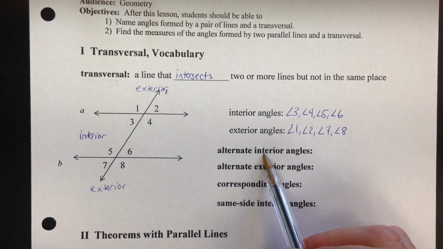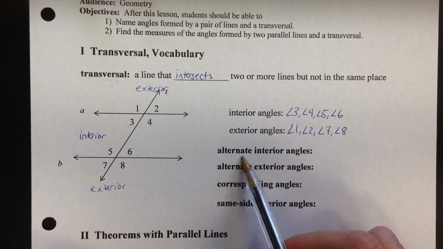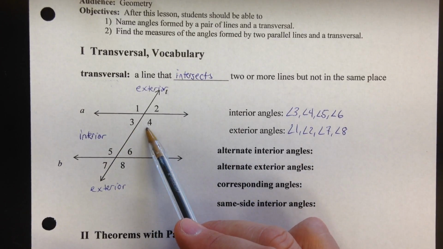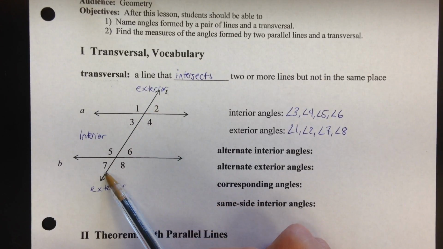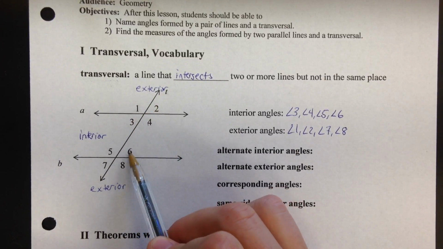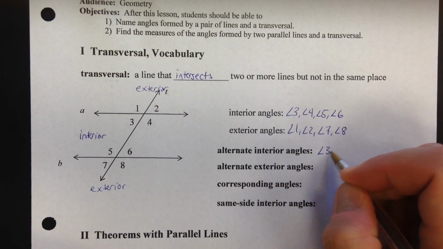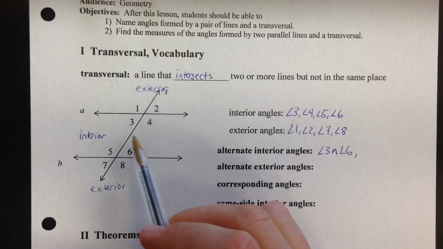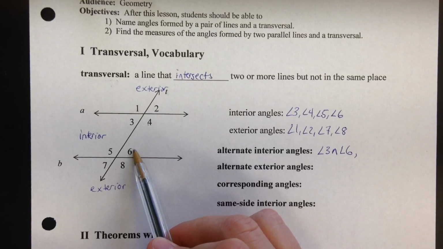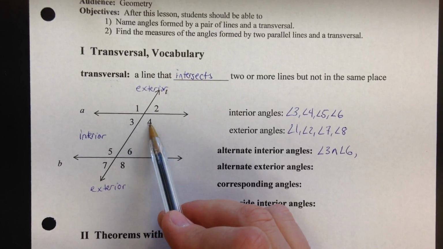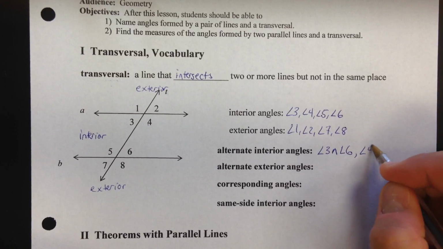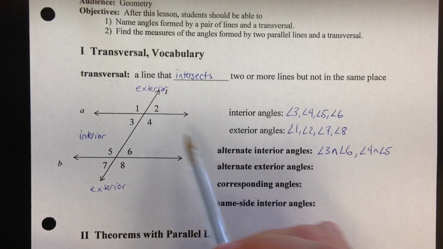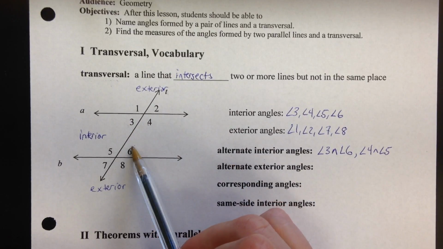All right, so now some pairs of angles. Alternate interior angles. To alternate is to switch. So we're going to be looking at interior angles that are on different sides of the transversal, which is T. One example would be angle 3 and angle 6. So angle 3, I'm going to use the logic symbol here, that's and, angle 6. So if angle 3 and 6 are a pair of alternate interior angles, so are angle 4 and angle 5. So they're both interior, but then they switch sides of the transversal.